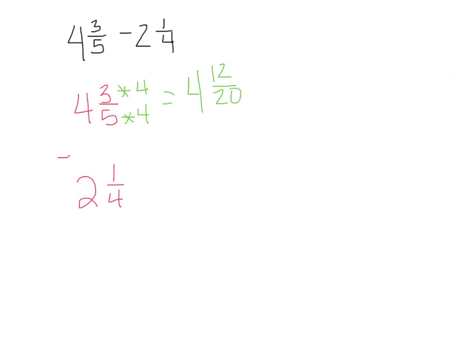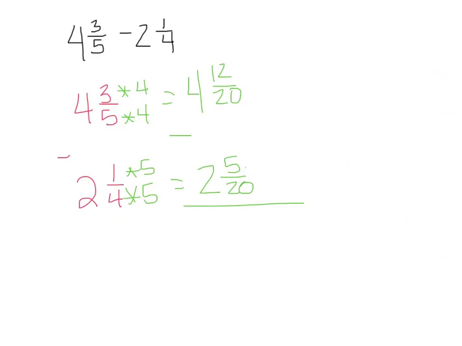2 1/4, of course the 2 stays as it is. 2 wholes is 2 wholes no matter what size those pieces are. And then I'm going to multiply by 5 and by 5. Now from here I'm going to say to myself, can I subtract 4 minus 2? Yep. Can I subtract 12 minus 5 and stay positive? Yes. So we are all set to move forward on this problem.